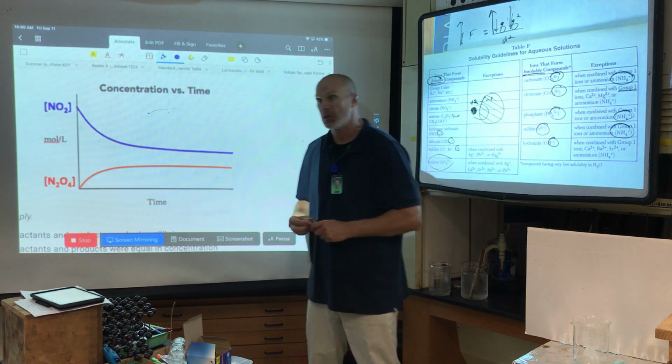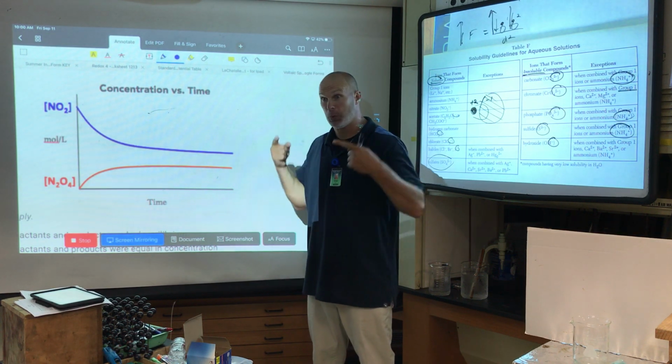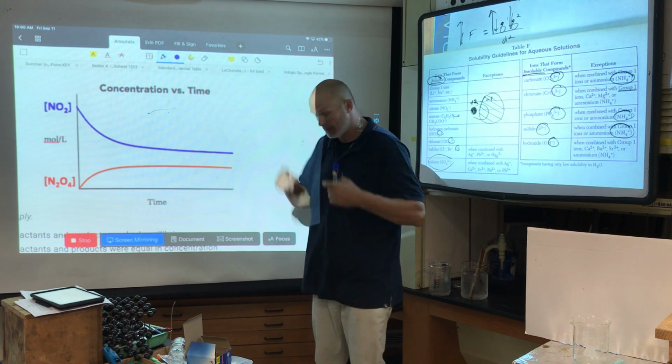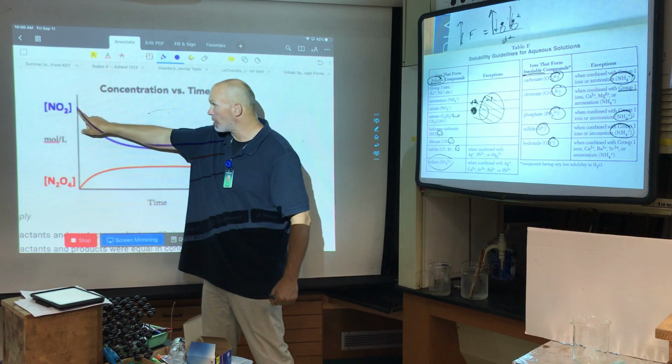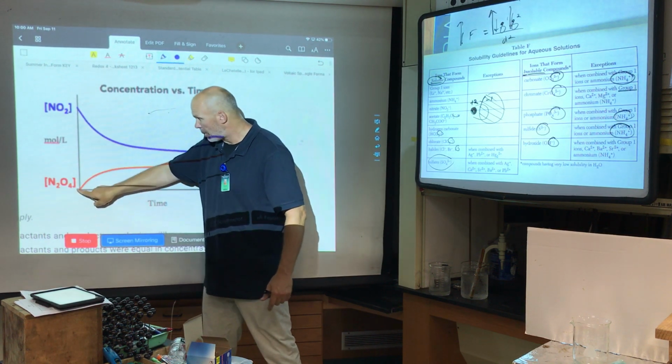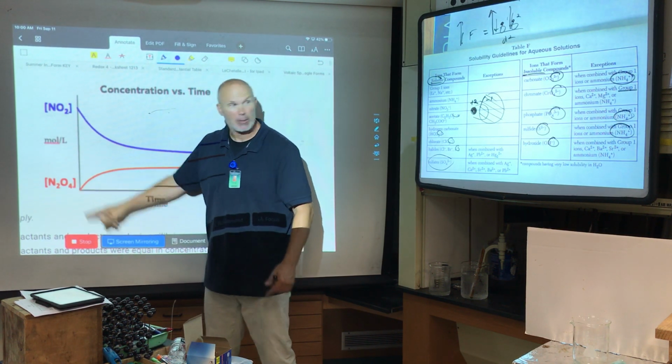It's even worse. Equilibrium means there's no actual preferred direction. Stay with me for a second. If I start with 100% NO2 and 0% N2O4, let me write the reaction for you.